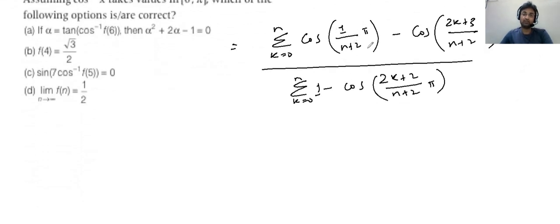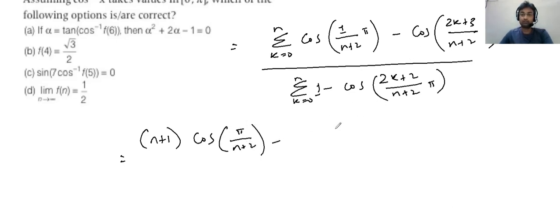As you can see, in the first term of the numerator there is no k term at all. So if there is no k term, you're going to add this term how many times? There are n plus 1 terms, right? So n plus 1 times you're going to add it. So I'm just going to multiply n plus 1 with cos of pi divided by n plus 2 minus, and this particular term will require a little bit of work, we'll get to that. Let's just write it down as it is for now.